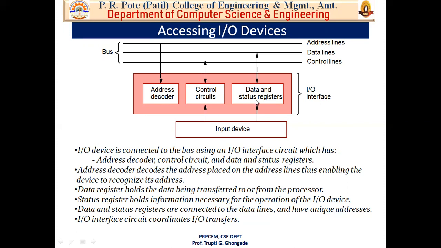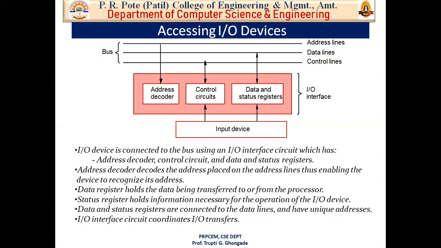So the address decoder, the data and status registers, and the control circuitry required to coordinate the IO transfers constitute the device interface circuit. These three constitute a device interface circuit. Then next one we have the data register. So the data register holds the data being transferred to or from the processor.